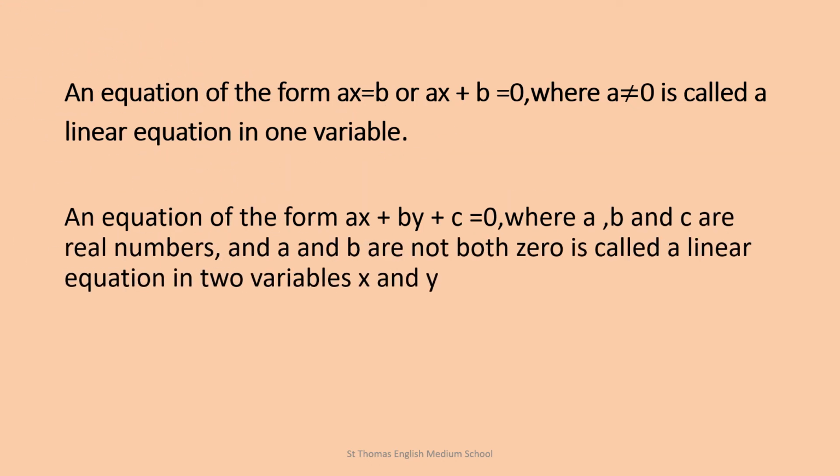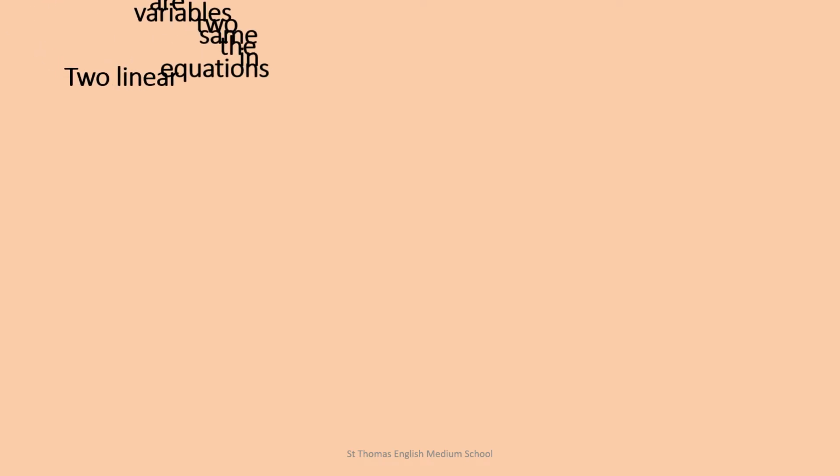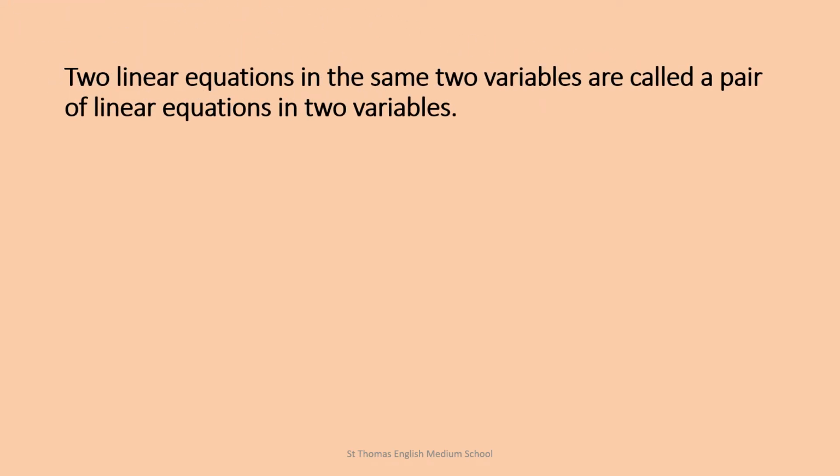Now, an equation of the form ax + by + c = 0, where a, b and c are real numbers and a and b are not both 0, is called a linear equation in two variables. The variables are x and y. Two linear equations in the same two variables are called a pair of linear equations in two variables.